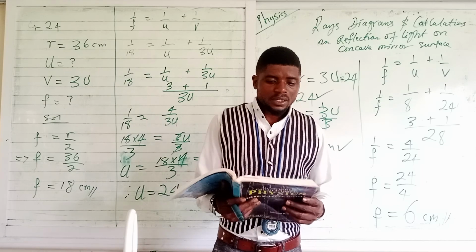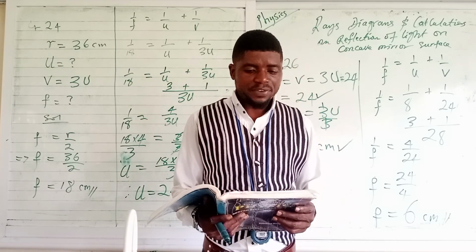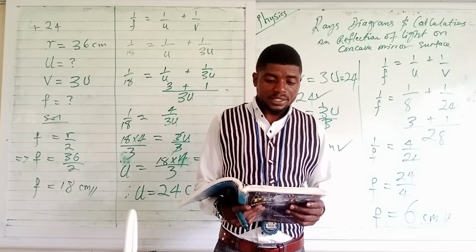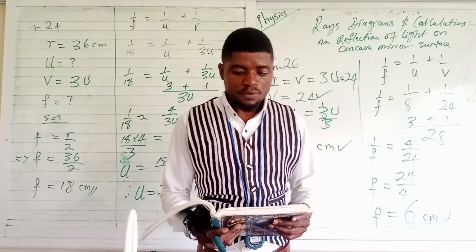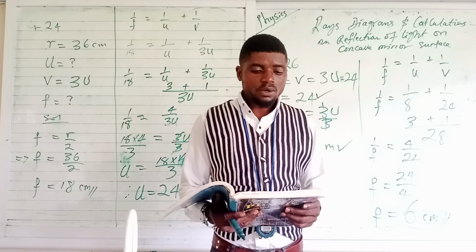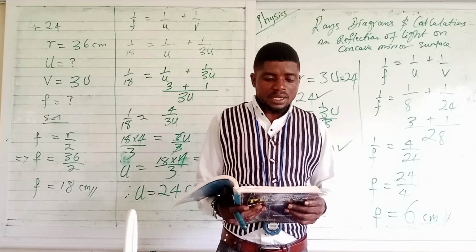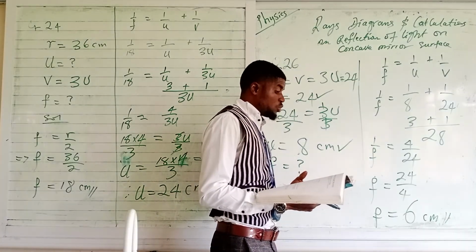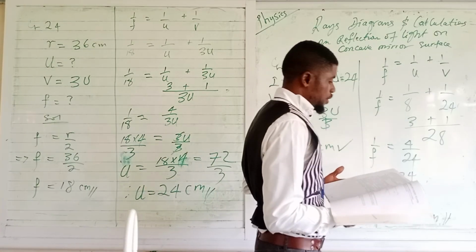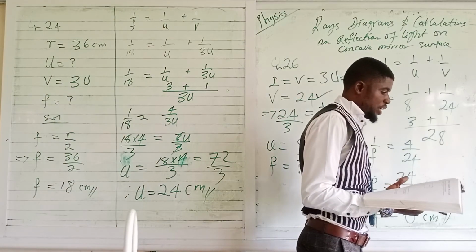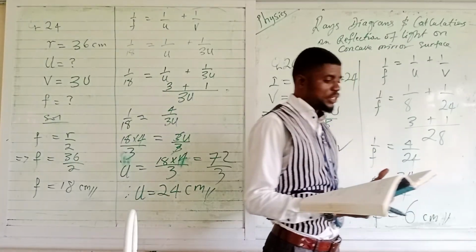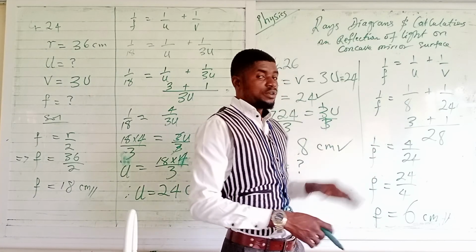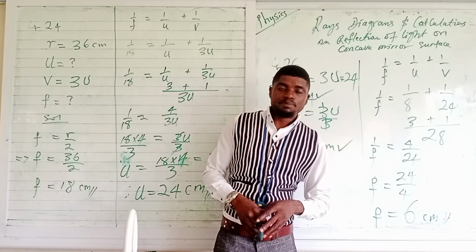I read it again. The magnification of the image of an object placed in front of a convex mirror is 1 over 3. If the radius of curvature of the mirror is 24 cm, what is the distance between the object and its image? Solve this question following everything I've done in this video and drop your answer in the comment box.